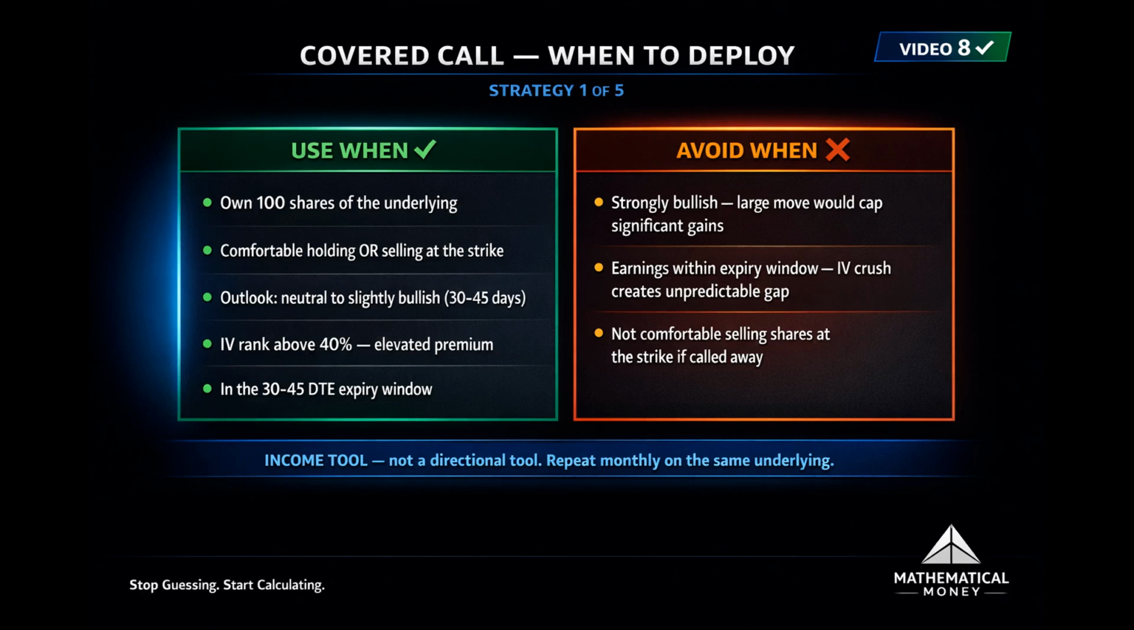Deploy the covered call when you own 100 shares of a stock you are comfortable holding or selling at the strike price. Your outlook is neutral to slightly bullish for the next 30 to 45 days. IV rank is above 40%. Premium is elevated and you collect more per contract. You are in the 30 to 45 day expiry window for maximum theta decay.